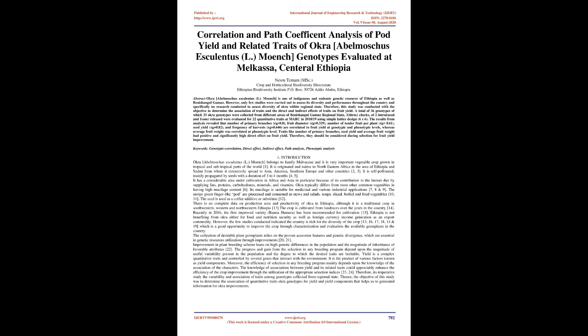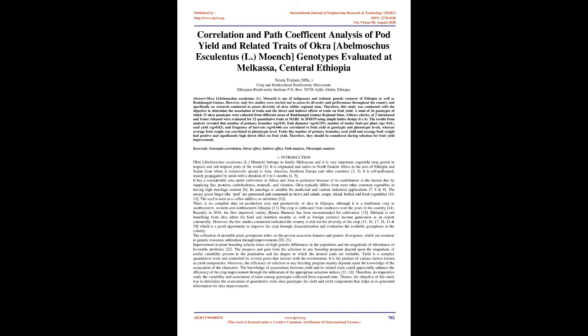0.329, number of tender fruit per plant, Rg equals 0.61, seed yield, Rg equals 0.82, and frequency of harvests, Rg equals 0.646, are correlated to fruit yield at genotypic and phenotypic levels, whereas average fruit weight was correlated at the phenotypic level. Traits like number of primary branches, seed yield and average fruit weight had a positive and significantly high direct effect on fruit yield. Therefore, they should be considered during selection for fruit yield improvement.